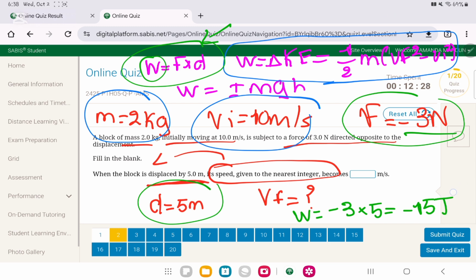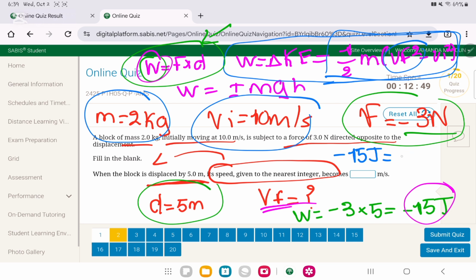Now we didn't finish. We found what? We found the work, as we need to find the final velocity. So look, which equation contains final velocity? This equation contains final velocity. So the work is equal in all the cases. So the work is negative 15 joules. It's gonna be equal to this equation, which is 1 over 2 m times v final squared minus v initial squared. What is v final? V final is what we need to find, so we're gonna keep it as it is. What is the mass? The mass is 2 kg.